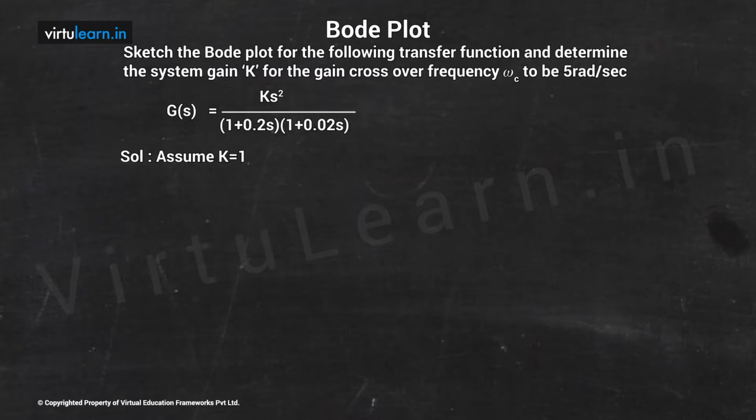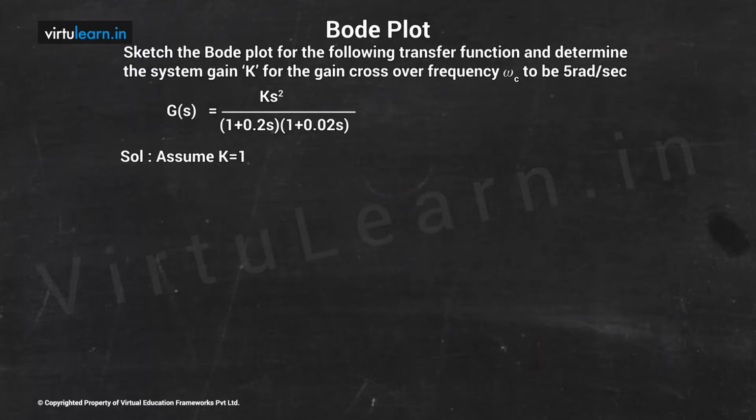So in this problem, open loop transfer function is given. We need to find the stability by taking the K value 1, and secondly we have to find the K value such that the particular system will give us the gain crossover frequency as 5 radian per second. Now, we know how to plot a Bode plot. There are two plots, magnitude and phase plots. So we will start with the magnitude.